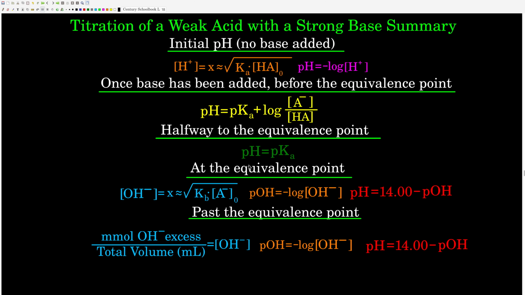At the equivalence point, now we've converted all the acid into a base, and so we can find the concentration of hydroxide by just taking the square root of Kb times the concentration of the base form. You saw how we calculated that. And that gives us a pOH, and pH is 14 minus that. And then once we go past the equivalence point, all we have to do is figure out how much of the base is in excess past the equivalence point, and divide by the total volume. That'll give us our concentration of hydroxide. Again, pOH is negative log base 10 of the concentration of hydroxide, and pH is 14 minus pOH. So this is a good thing for you guys to have on your cards probably.